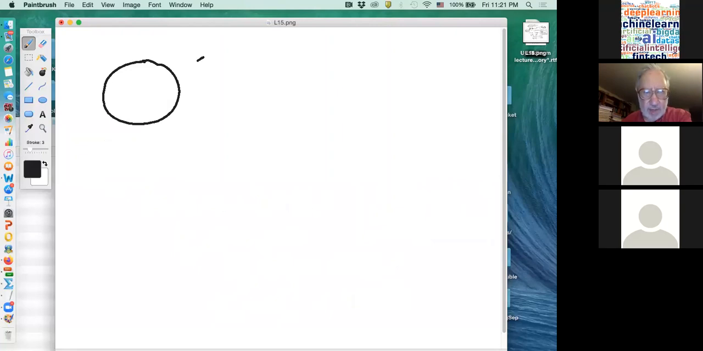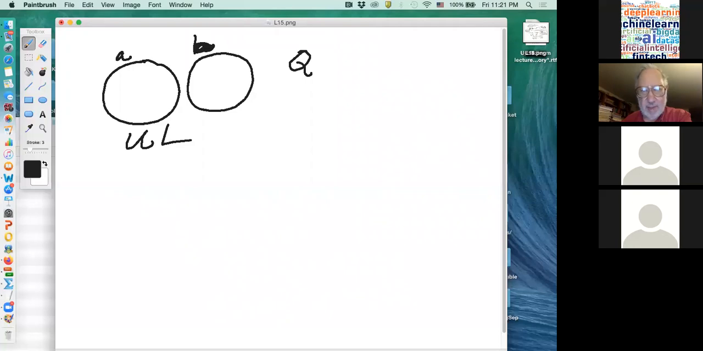So here's a link. And what's the Crandall of this link? Well, you give it a generator for one component and a generator for the other. The Crandall of this unlink of two components is given by generators A and B, and no relations. That's all, folks.